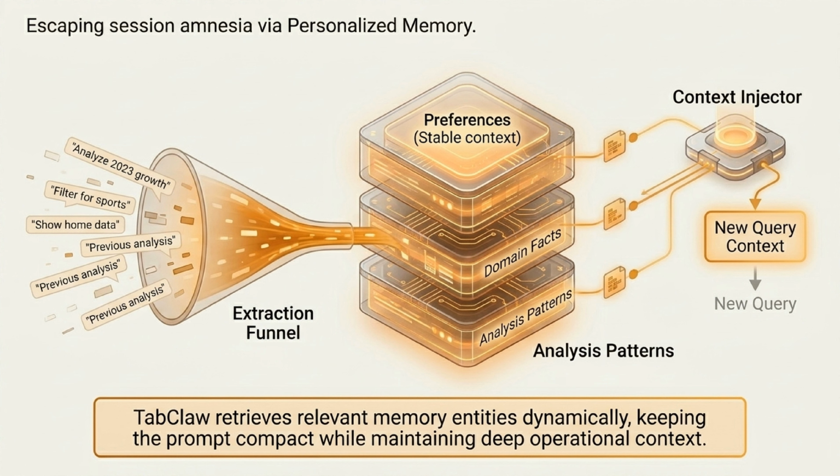Remember how we mentioned traditional agents have session amnesia? TabClaw escapes this via its personalized memory. It dynamically funnels your past analyses into stable memory layers, like your preferences, domain facts, and analysis patterns. A context injector retrieves these elements for new queries, giving the AI deep operational context without overwhelming the prompt.